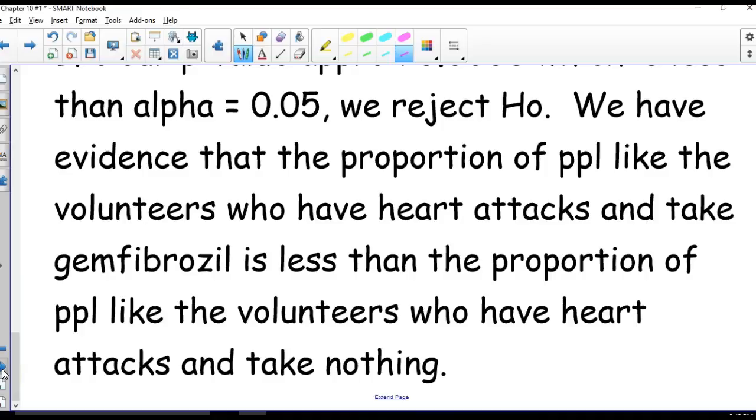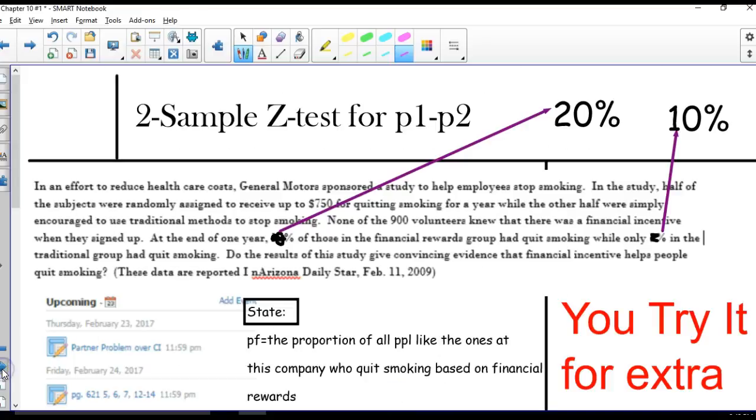Pause it, rewatch something if you need, and now I'm going to get to the new stuff. A 2-sample z-test for P1 minus P2. The first thing I need you to do in the General Motors problem is please cross off this number and please cross off this number and fill those numbers in with 20% and 10%.